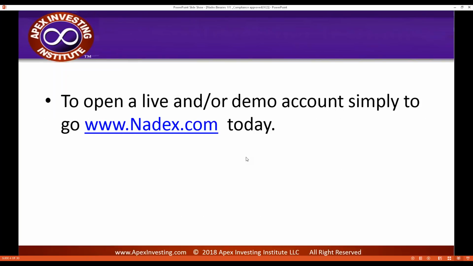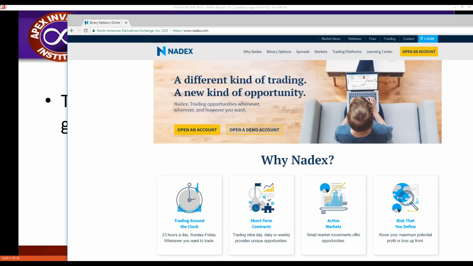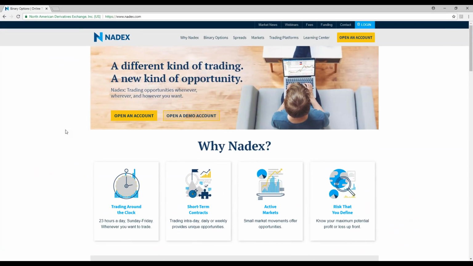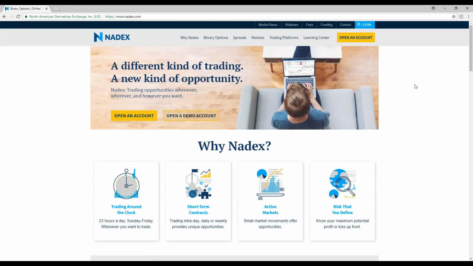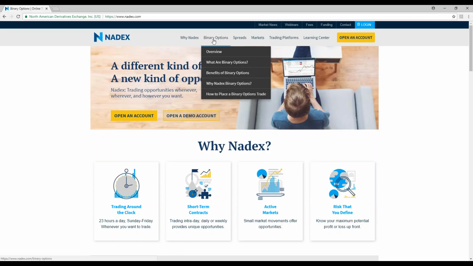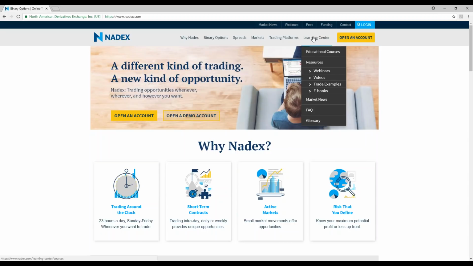So for those of you that are brand new, make sure to hop on over to nadex.com, and you can go through here on the website, and under these top tabs, you can get some great information. Basically, Nadex offers two different products. They offer binary options and spread options. And you can go through these two tabs here and get some good education about both of them. Over here under Learning Center, a great resource for you.